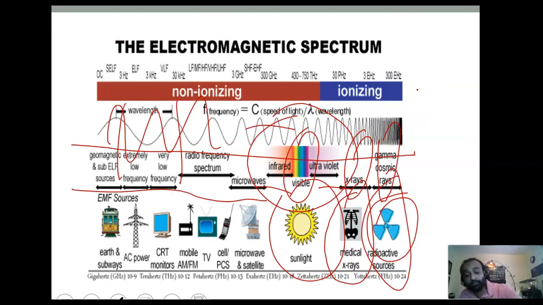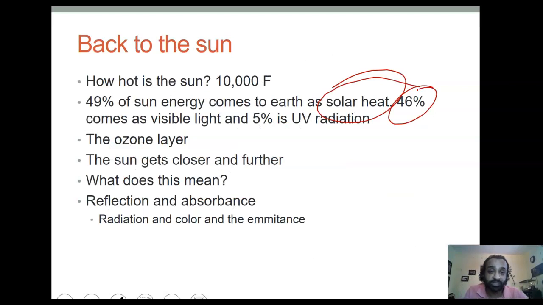We need the ozone layer to protect us from some of the UV and the gamma rays, because there is some of that. So yeah, be careful, use sunscreen. The sun gets closer and further during the seasons, so that's why it gets hotter and cooler.